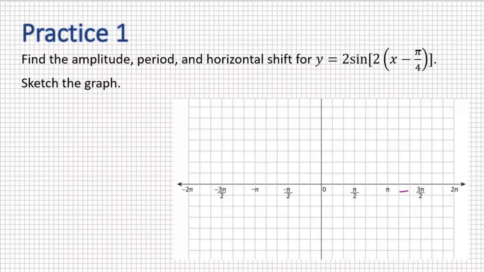So let's graph our first sinusoidal function. Here we have y is equal to 2 times the sine of 2 times x minus pi over 4. Let's write down the general form of the sinusoidal function above it so we can locate a, b, and c. In our case, y is equal to a times the sine of b times x minus c.